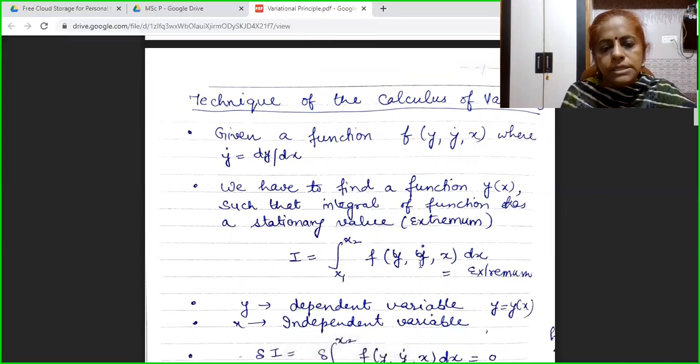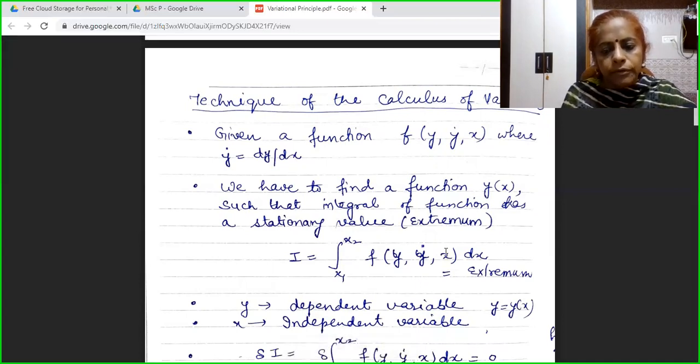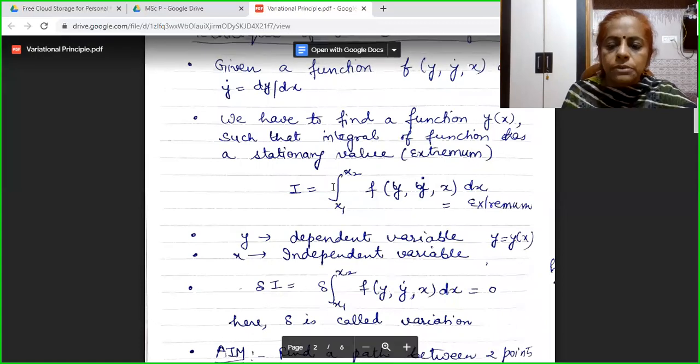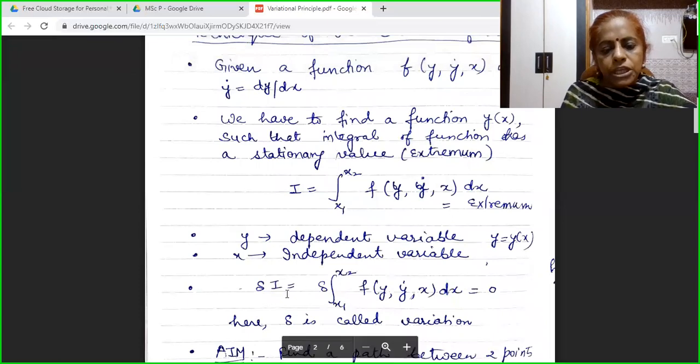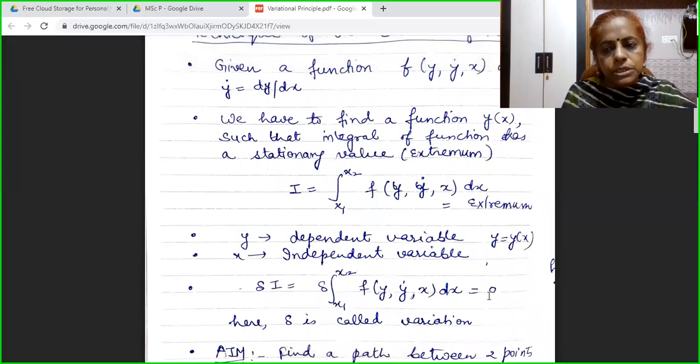Since y naught is the derivative of y with respect to x, y is a dependent variable. It depends upon x. X is the independent variable. Since I is extremum, its variation must be equal to 0, because the variation of a maximum or minimum is 0. That means del I, the variation of the integral from the initial point x1 to the final point x2 of the function, will be equal to 0.